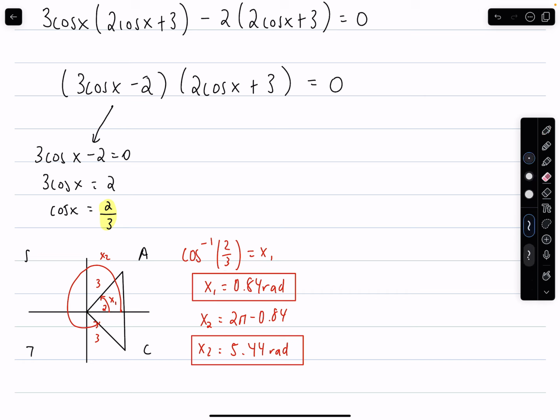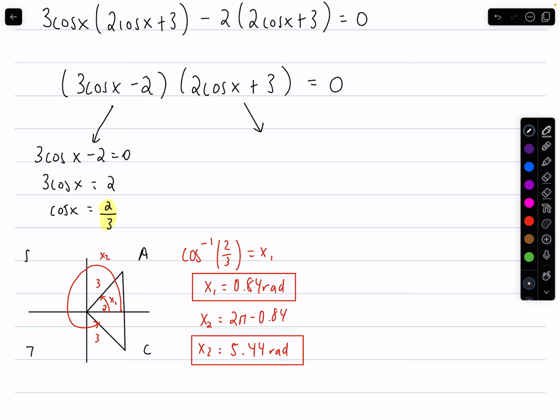You see how once we factored the equation, we had to solve for each factor individually. And in this case, because cos x was equal to 2 over 3, we had to use the CAST rule, which put us into two separate quadrants. Okay, let's look at the next factor because we're not done yet.